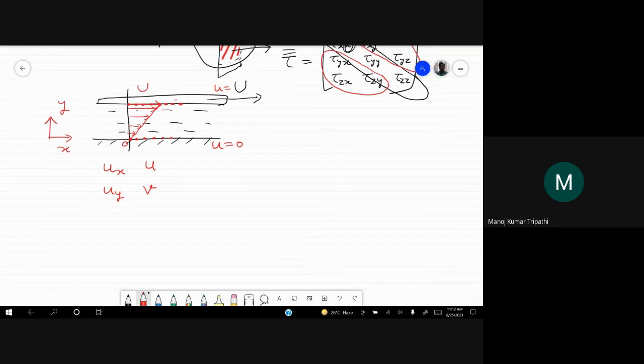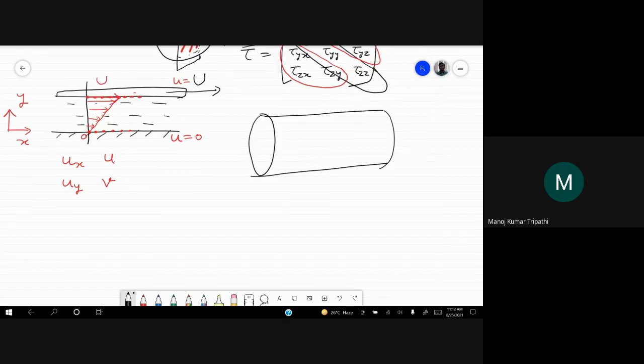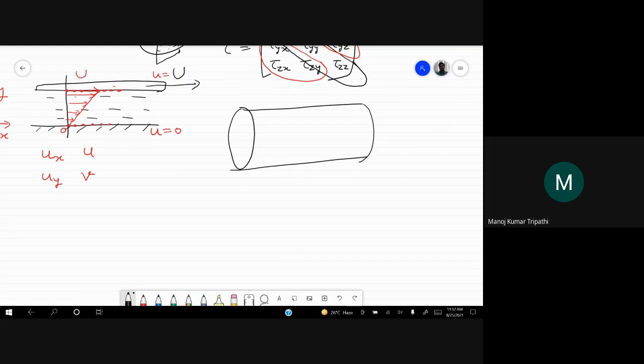Similarly, for a pipe flow, let's say this is a pipe. What happens here is the boundaries, they are stationary, they are not moving. So the fluid velocity at the boundaries is 0.